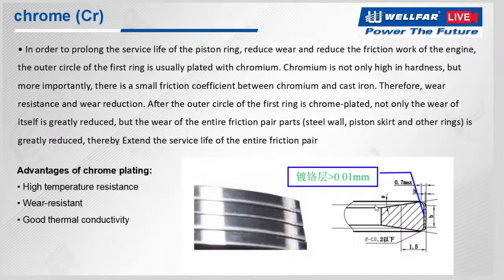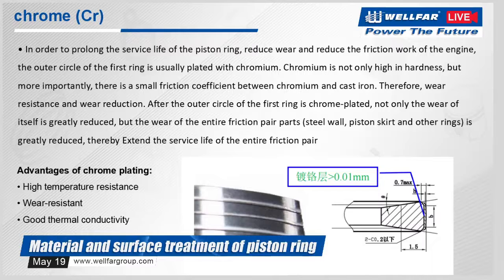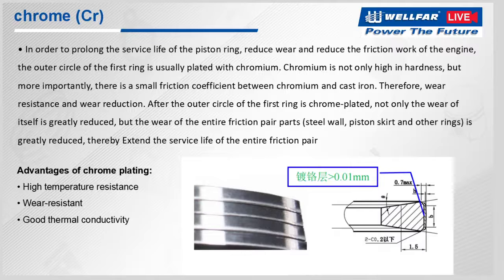Okay, and now we are going to introduce you guys surface treatments of piston rings. In order to prolong the service life of the piston ring, reduce wear and reduce the friction work of the engine, the outer circle of the first ring is usually plated with chromium. And chromium is not only high in hardness, but more importantly, there is a small friction coefficient between chromium and cast iron. Therefore, after the outer circle of the first ring is chrome plated, not only is the wear of itself greatly reduced, but the wear of the entire friction pair parts, cylinder wall, piston skirts, and other rings is greatly reduced, thereby extending the service life of the entire friction pair. These are the main advantages of the chrome plating.